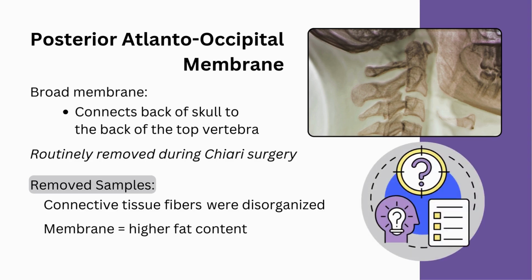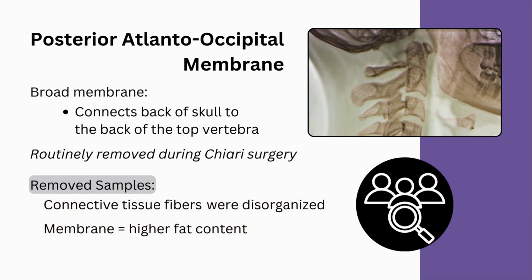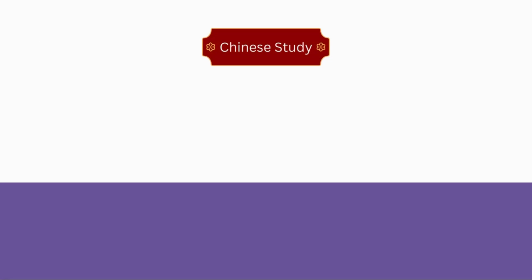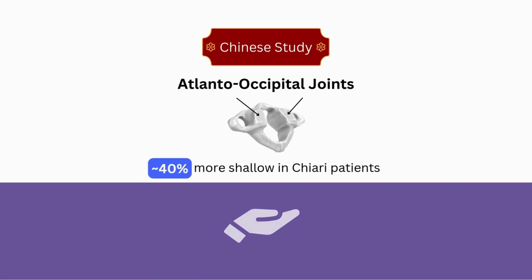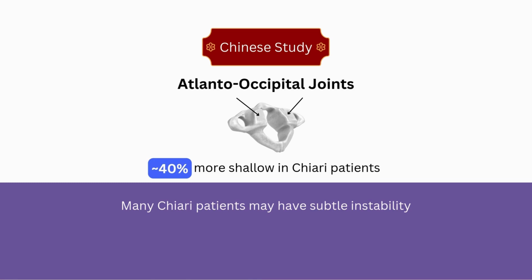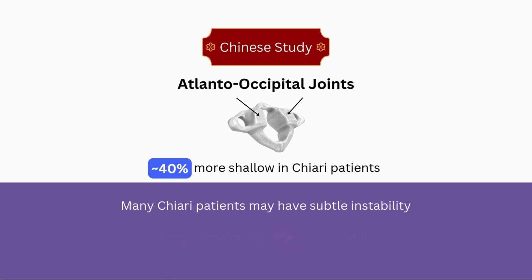The cause and effects of these ligament and membrane alterations in Chiari need to be researched further. Finally, a Chinese study found that the atlanto-occipital joints, meaning where the occipital condyles fit into the depressions on the atlas, are nearly 40% more shallow in Chiari patients than healthy controls. This suggests that many Chiari patients may have subtle instability in this joint, and unlike the muscle and ligament alterations, this bony abnormality is more likely to be a contributing factor of symptomatic Chiari than an effect of it.